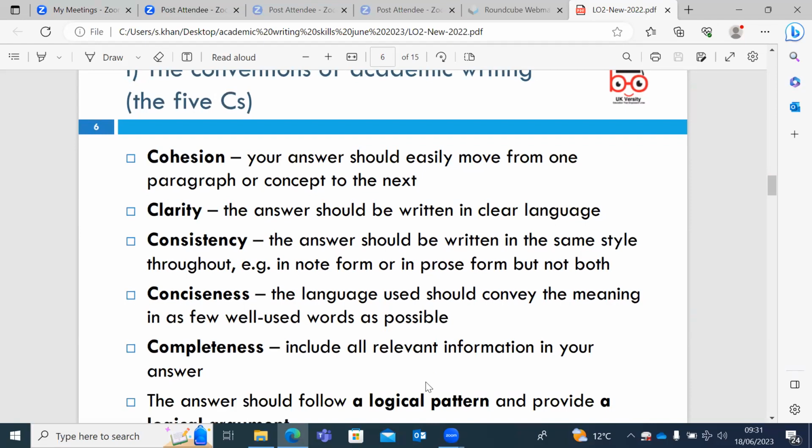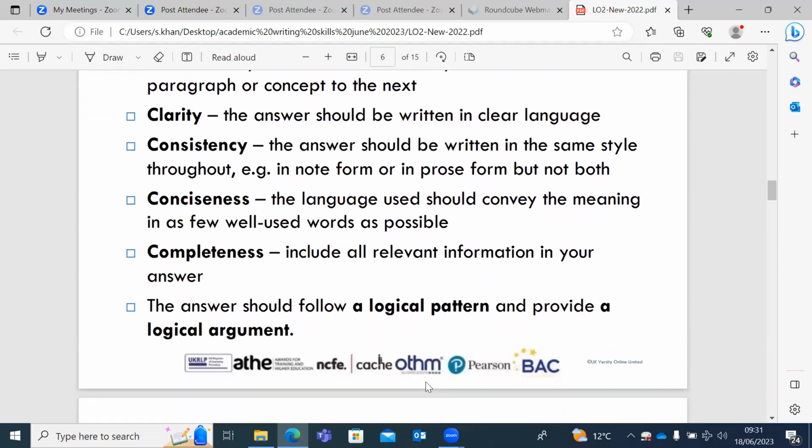Conciseness: the language used should convey the meaning in as few well-used words as possible. Completeness: include all the relevant information in your answer, and the answer should follow a logical pattern and provide a logical argument.